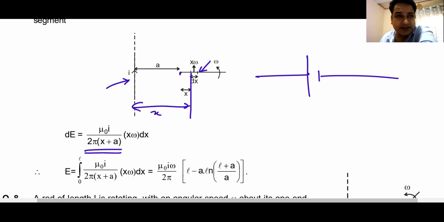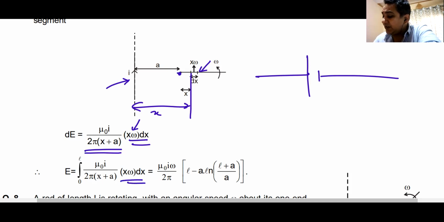Magnetic field at a distance x plus a, because they have taken x from the end. If I take x from the wire, it will be mu naught I by 2 pi x. You can take it anywhere. Into x omega. Why have they taken x from the end? Because we have to write velocity as omega r. If you take x from the end of the wire, it will be a minus x, or x minus a, multiplied by I. It will just look complicated. That's why they have taken it from here.